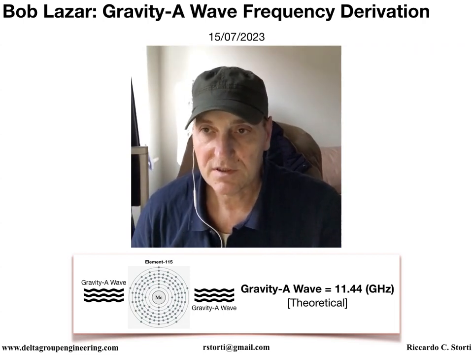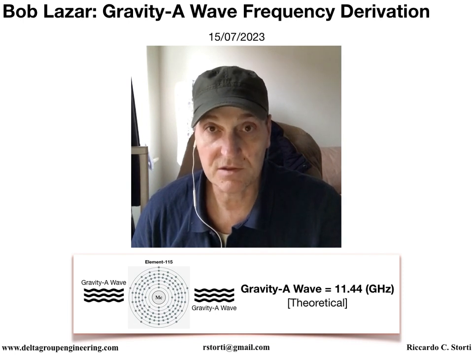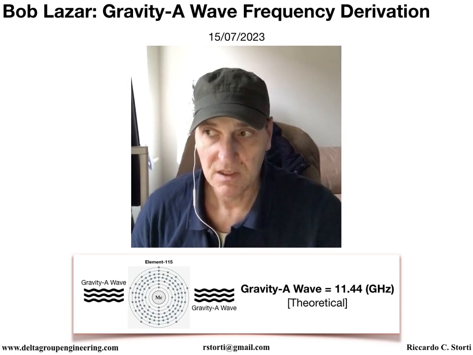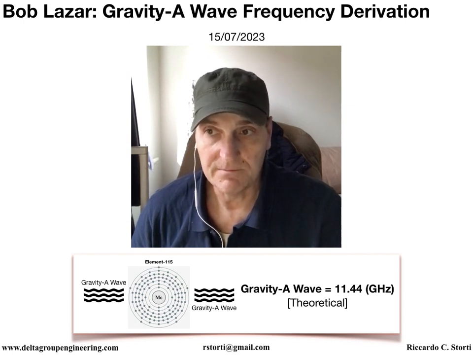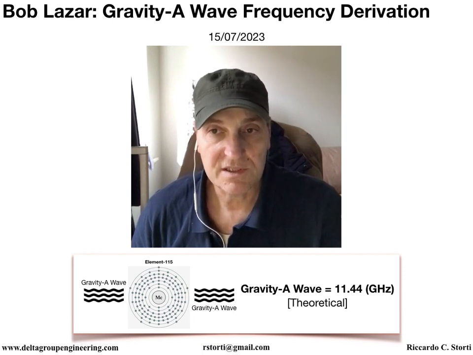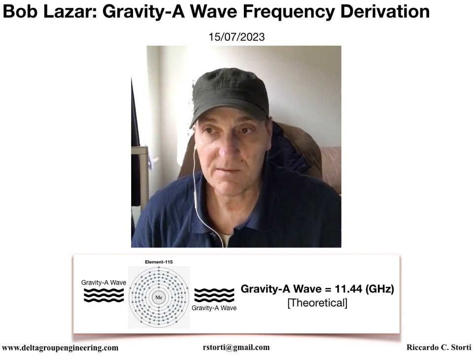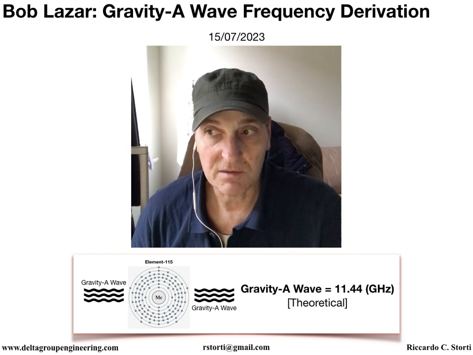G'day viewers, in this episode I'm going to walk you through the derivation of Bob Lazar's gravity A wave claim. For those viewers who do not know about Lazar's gravity A wave claim, please watch all of our episodes on our Bob Lazar playlist. To cut a long story short, Lazar claims that the gravity A wave emanating from the element 115 atom can be manipulated like microwaves through the appropriate tuning setup. You mightn't think so, but this is a very powerful statement made by Bob Lazar.